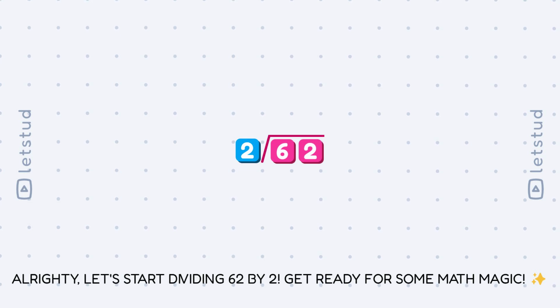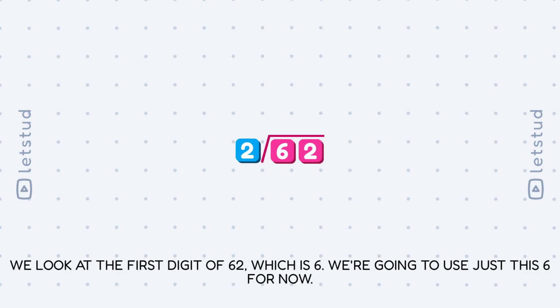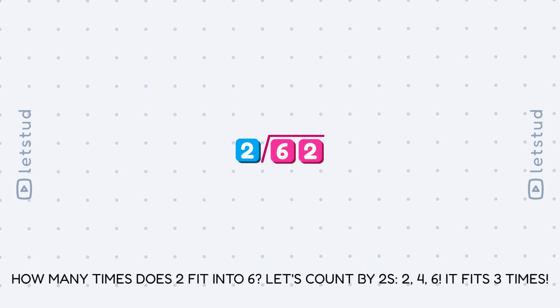Alrighty, let's start dividing 62 by 2. Get ready for some mathematic sparkles. We look at the first digit of 62, which is 6. We're going to use just this 6 for now. How many times does 2 fit into 6? Let's count by 2s: 2, 4, 6. It fits 3 times.